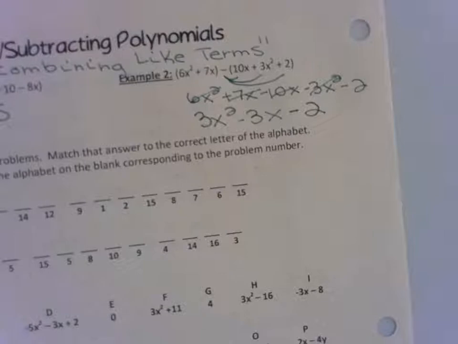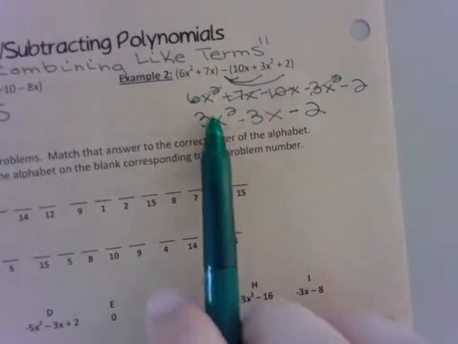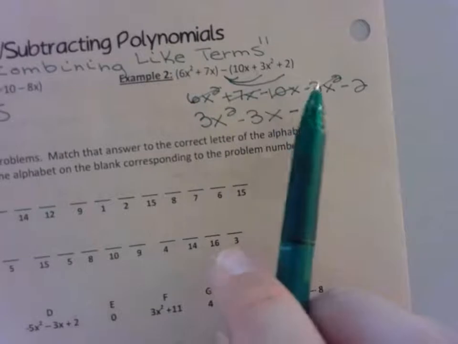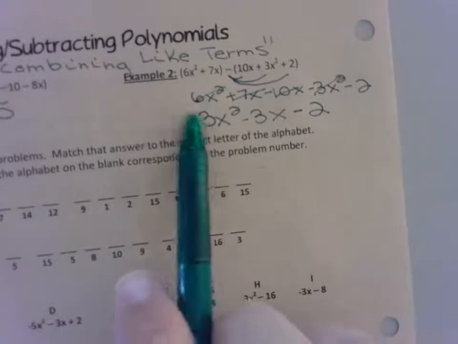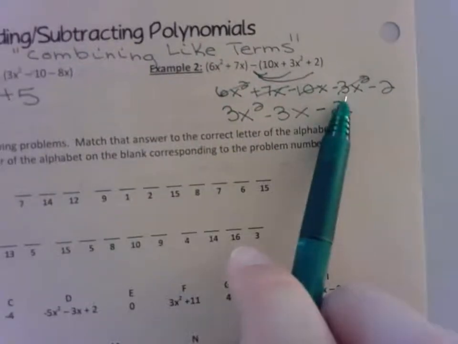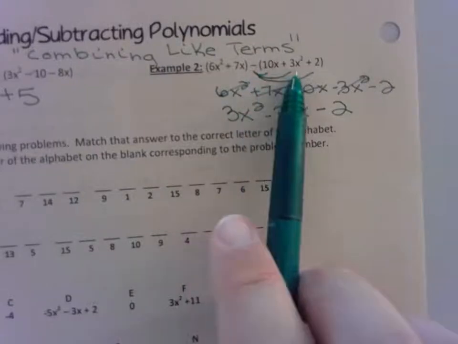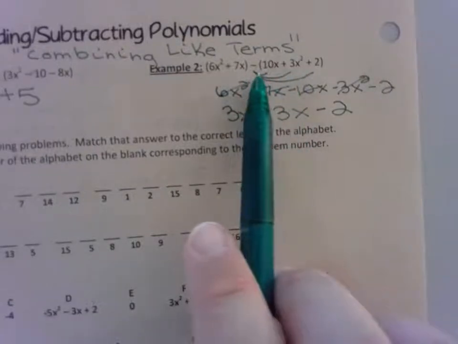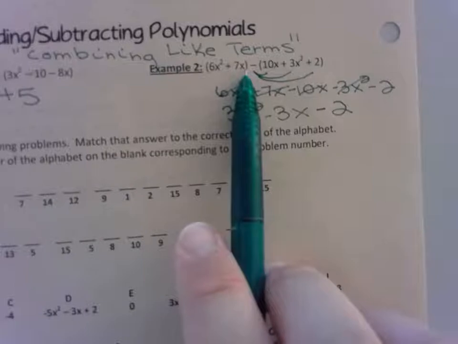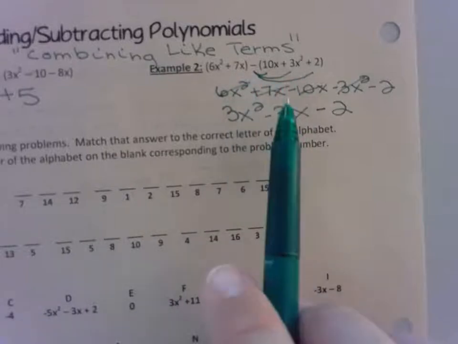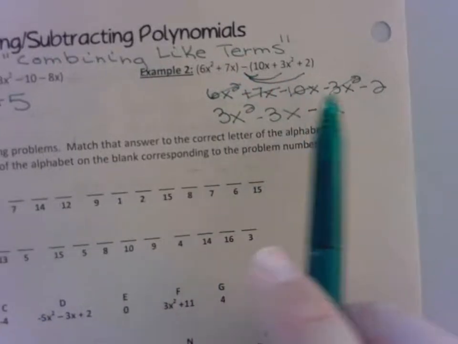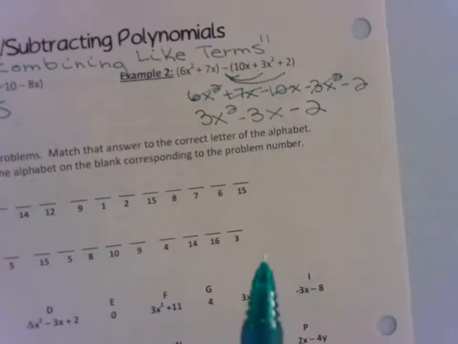Wait, I got a question. Why is it 3x squared? Because 6 minus 3. Where'd you get that? Because I have to distribute the negative through. So when you are subtracting, you have to distribute the negative through the second parentheses. And then you can start combining.